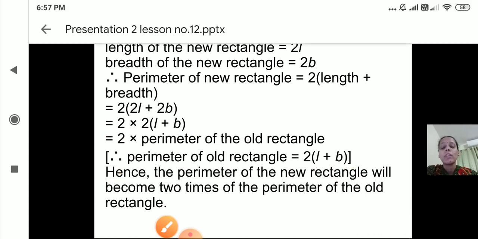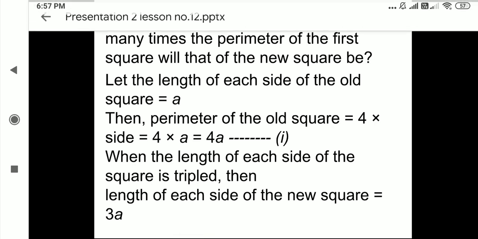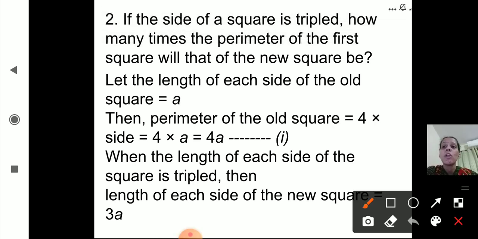Now we'll start with the next sum, that is the second question. If the side of a square is tripled, how many times the perimeter of the first square will that of the new square be? First we will find out the perimeter of the old square, then we will find out the perimeter of the new square. So first we'll write down, let the length of each side of the old square be A.